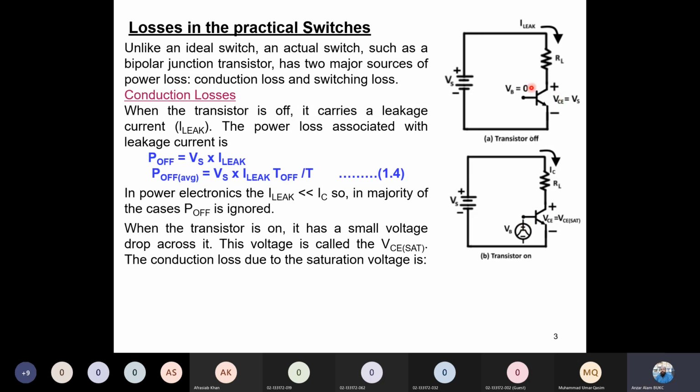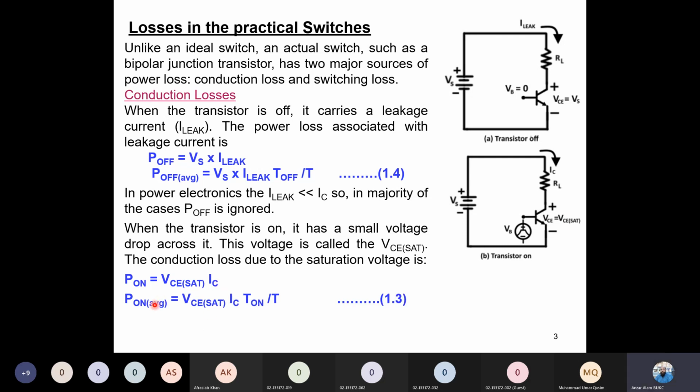What is the power across the switch when the transistor is off? We have calculated this way. And what is the power across the switch when the transistor is on? We have to calculate this one. So power P is equal to VI. What is the voltage here? Collector to emitter saturation voltage, and the current is this one, IC.